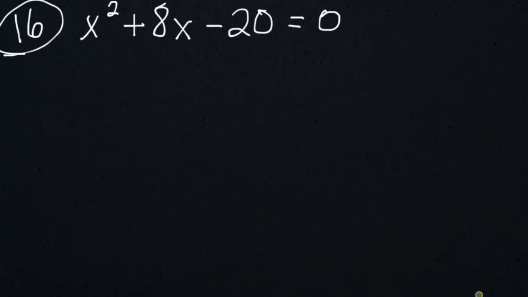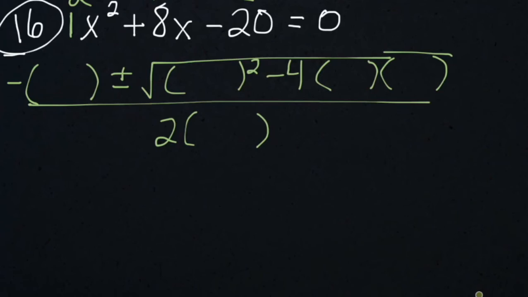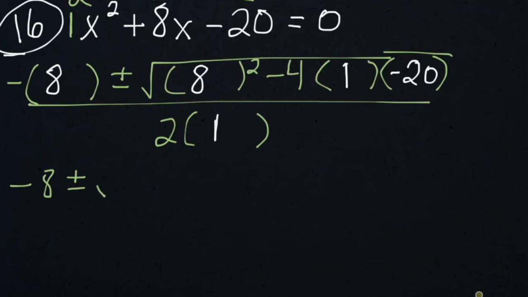Number 16. Is it equal to 0? Yes. Label A, B, and C. Write out the equation. Now we plug in our numbers. B is 8. A is 1. C, negative 20. Now we can simplify. Negative 8 plus or minus the square root of something, we'll figure it out, all divided by 2. Now what's the something? 8 squared minus 4 times negative 20 gives me 144.